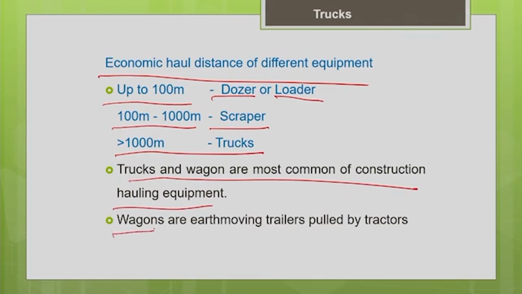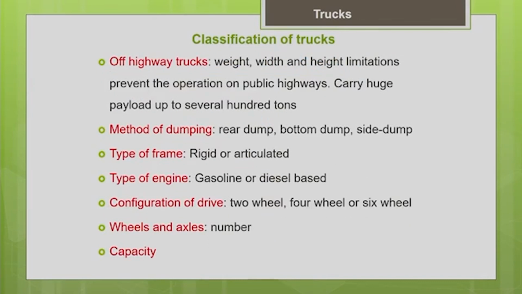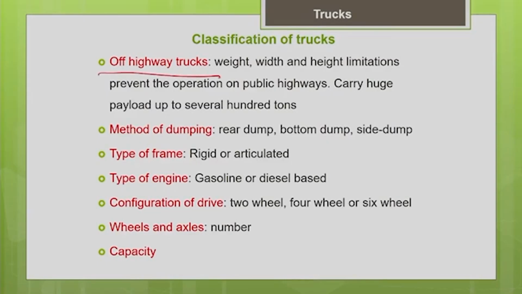So what is a wagon? Wagons are nothing but earth moving trailers which are pulled by tractors. Let us now look into the classification of trucks. In different contexts, we can have different types of classification of trucks. Some trucks are permitted on the highways, but some trucks are not permitted on public highways. Those which are not permitted on public highways, we call off highway trucks.